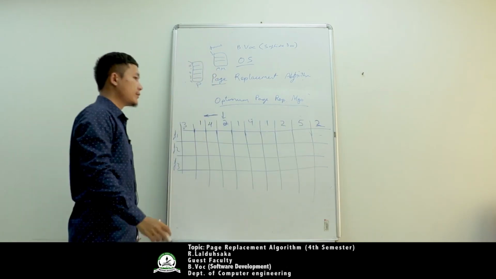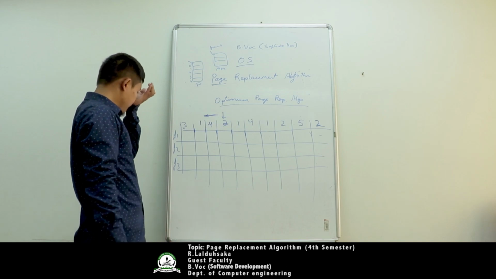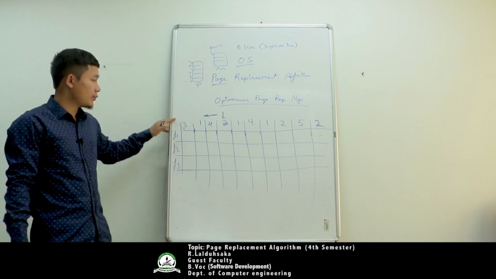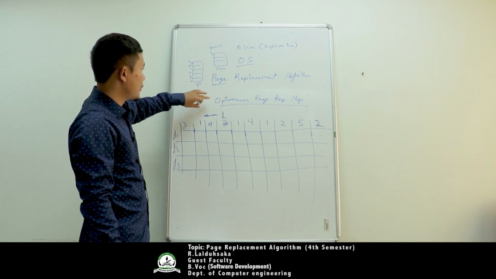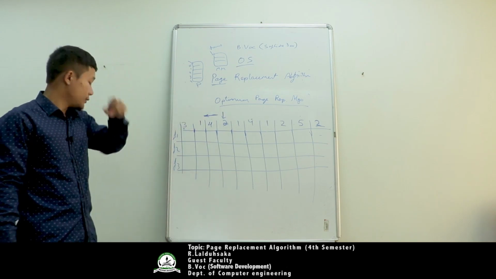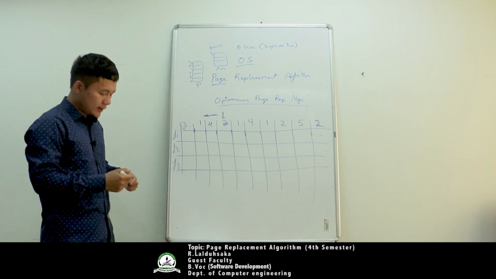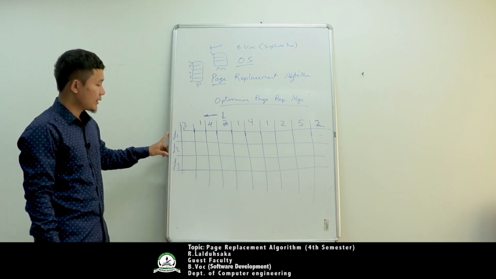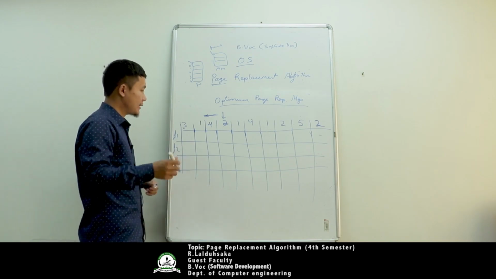Next is optimum page replacement algorithm. With the same reference string, we are going to do the optimum page replacement algorithm. So the first, for 3 frames, in many cases, this is just an example for 3 frames. There can be 4 frames, 5 frames, or many frames. This is just an example of 3 frames.